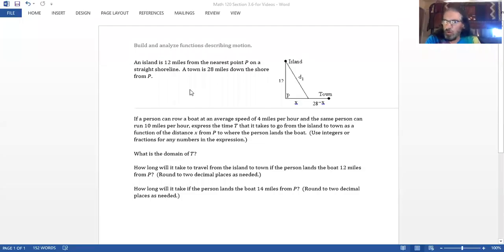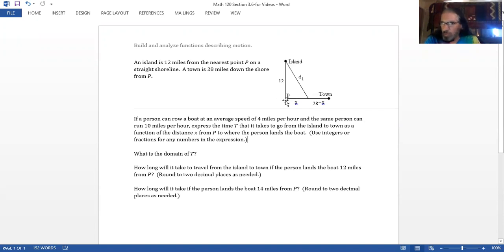We're just going to take a look at one example here for the current material. We're going to build and analyze a function that's describing motion. We've got an island here where if you go straight, the shortest distance would be along a perpendicular, so a 90-degree angle. Going straight from the island to the shoreline is a distance of 12.